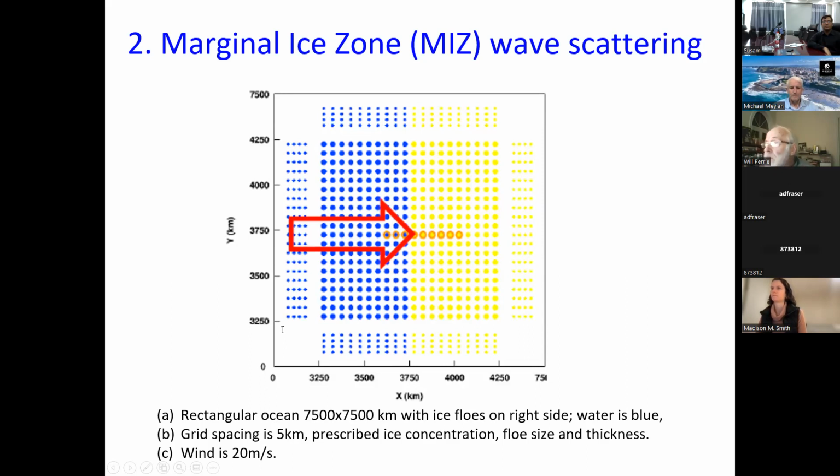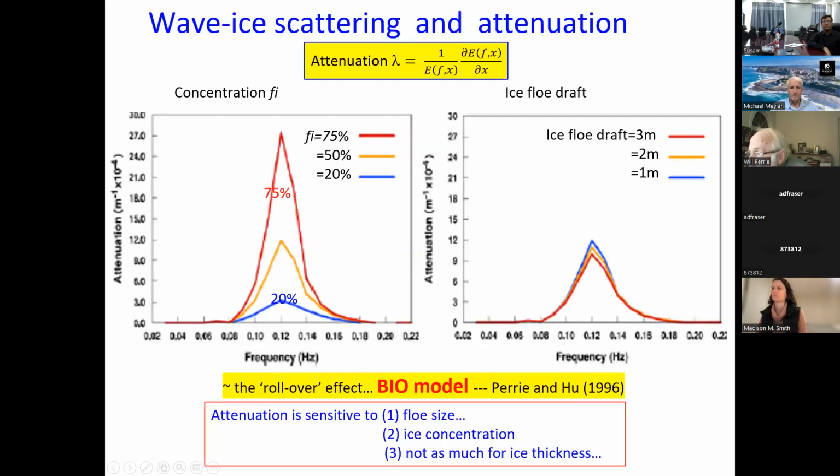If you go back to Perrie and Hu, 1996, our BIO model is very sensitive to concentration. If you increase the concentration of the ice, the attenuation ramps up, but it's not very sensitive to ice floe thickness. So talk about having the floes partially submerged is probably not making much of a difference, because the model's not very sensitive to that. It depends on floe size and concentration, but not much on thickness.